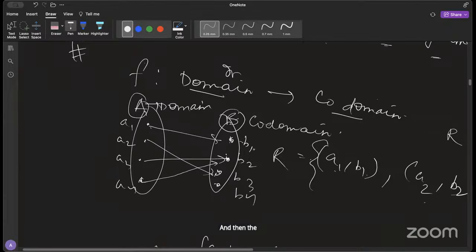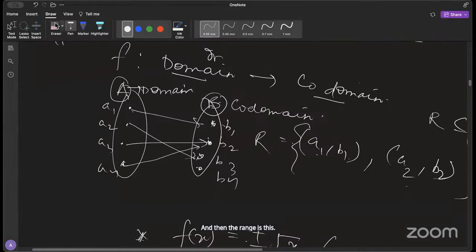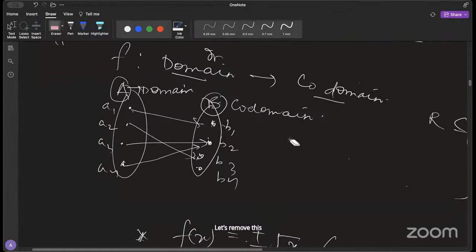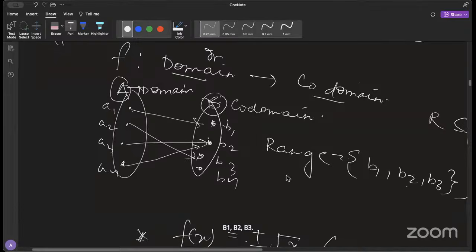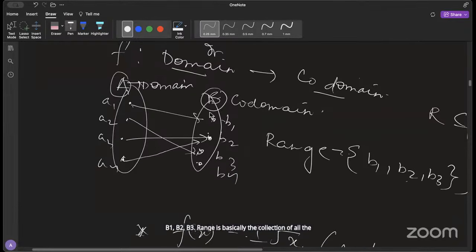And then the range is this. Your range is B1, B2, B3. Range is basically the collection of all the values that your function can take. Out of these, only B1, B2, B3 can be taken. F of A1 is B1 and F of A2 is B2, whatever it is. These three are attainable and B4 is not attainable. That's why B4 is not in the range.